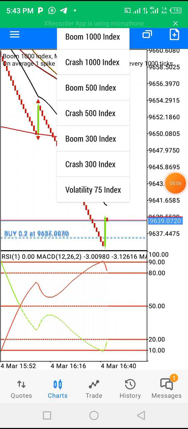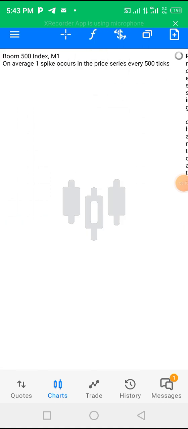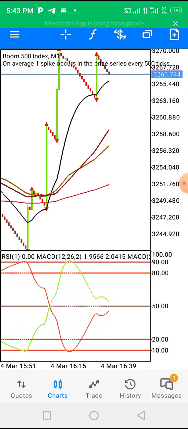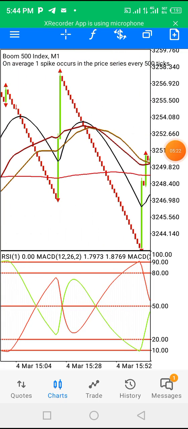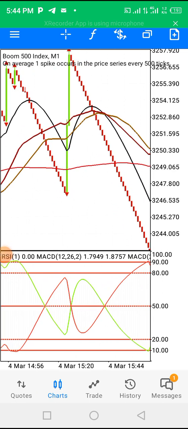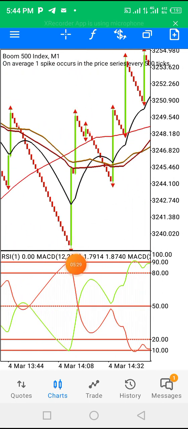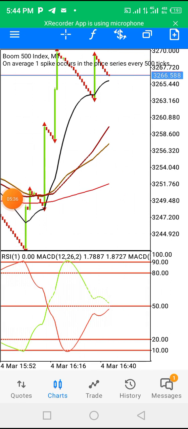Let us see crash. If you want to catch for crash, let me use Boom 500, right? So you see what happened here. You see as the red touches up and the green touches, do you see how the spike is irresistible? You see this one happen because it's a downtrend. That's why the thing shrinks, right? Look at here. You see how the red step and touch 90, and this is what happened? The spike comes. Anywhere you see it, something must happen. So if you go with this thing, you will make too much money.